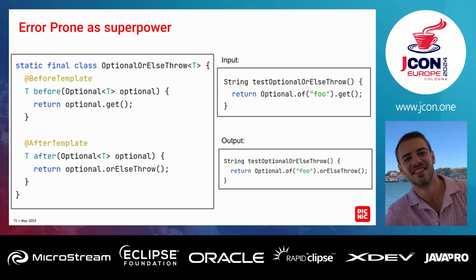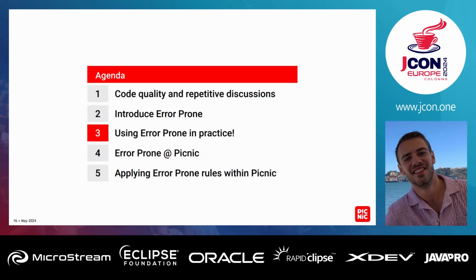With one simple refaster rule, you can run this refaster rule on your code base, and you will make sure that the Optional.get never occurs in your code base again. Very simple one, but really powerful. So that's it about the introduction.